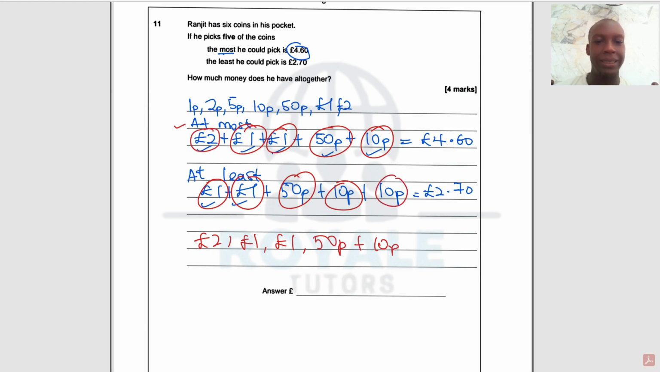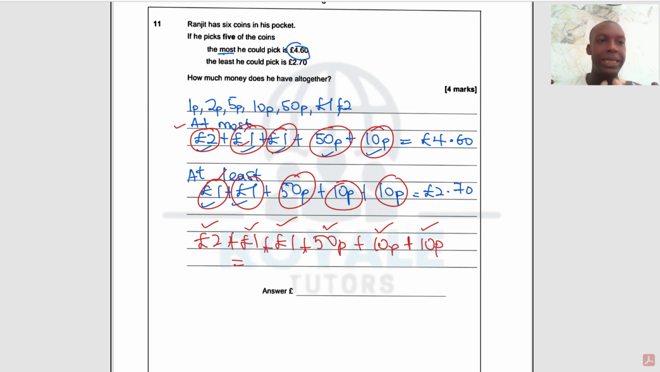So it means that I'm going to add £2, then we already have these ones already: 1 plus 1 plus 50 plus 10. So the extra that we're going to be having is going to be what? 10 pence. So if that is the case, it means that the total 6 coins that Ranjit has in his pocket at that point in time is a £2 coin, a £1 coin, another £1 coin, a 50 pence coin, a 10 pence coin, and another 10 pence coin.